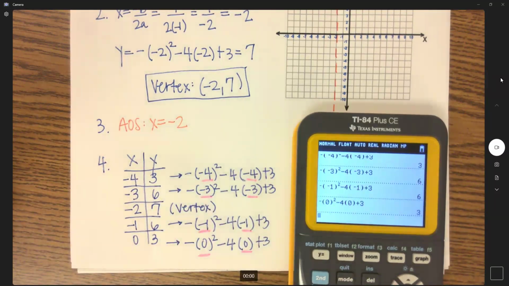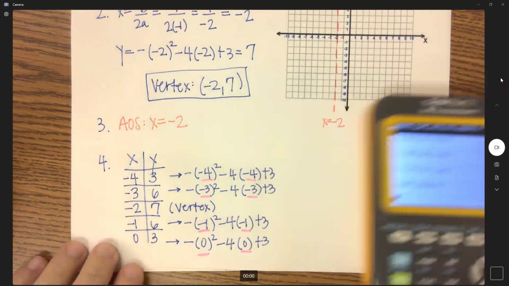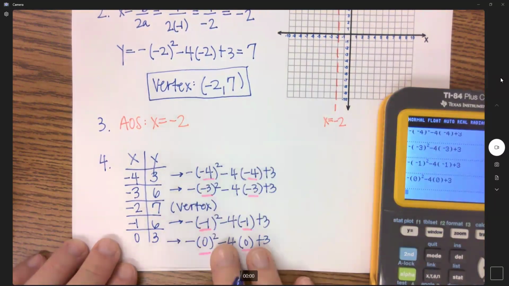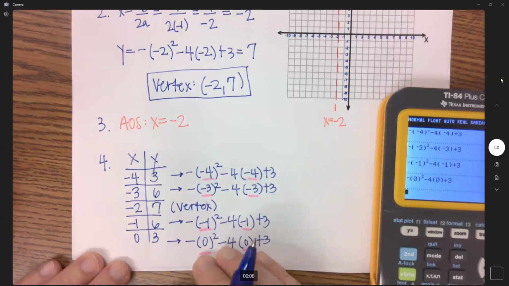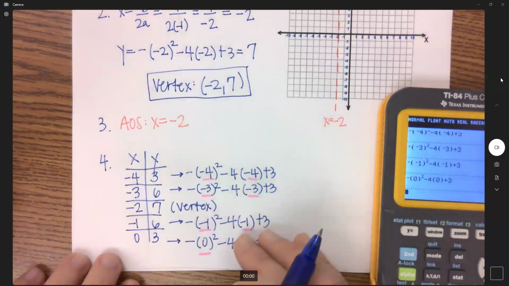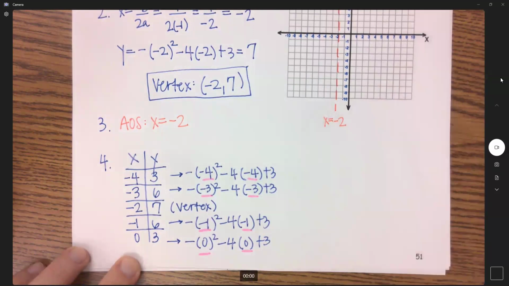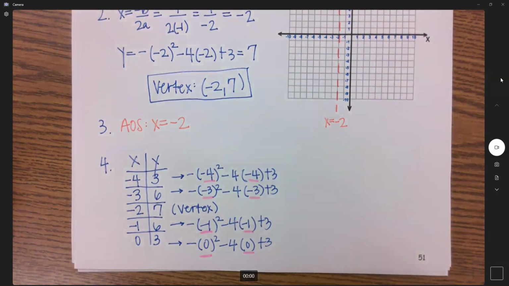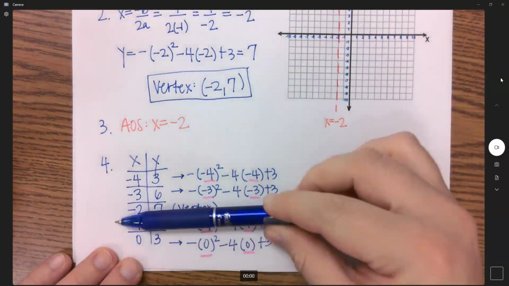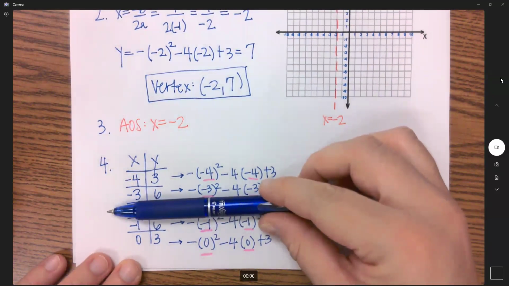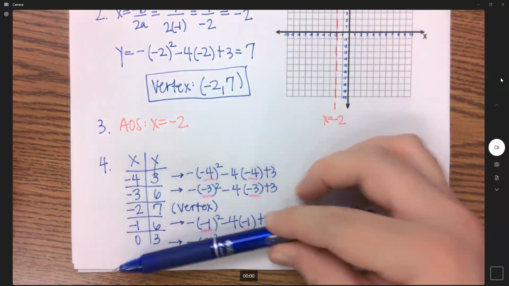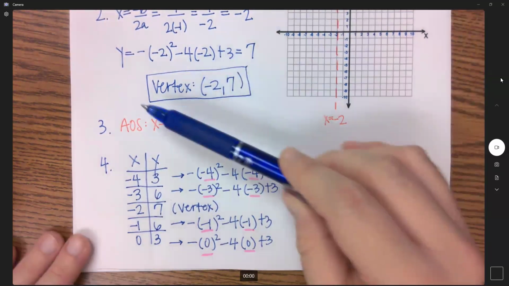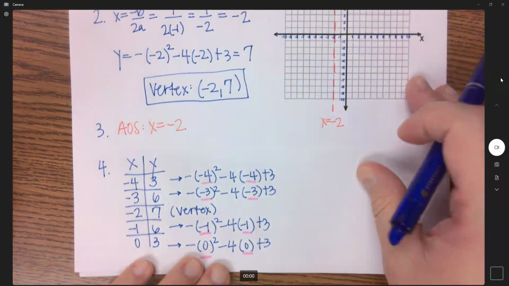Okay, so that table should be really, really fast because in fact, we really don't need to write all of these out here. I'm just doing it to show you exactly what we're plugging in and how we're substituting it in. But you really don't need to write these out, right? So this should be really, really quick. And if you notice, there's a pattern here. You have your vertex, and then 1 up and 1 down, we have the same number of 6. And then 2 up and 2 down, we have the same number of 3. And that's because of that axis of symmetry.